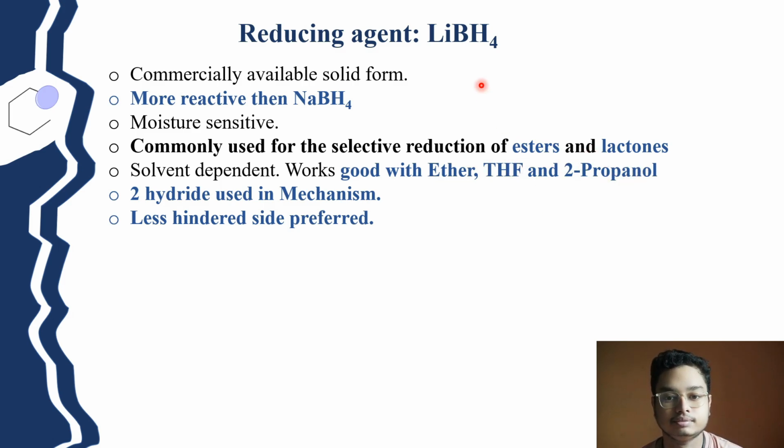LiBH4 can reduce carbonyl compounds, and it is commonly used to selectively reduce esters and lactones, whereas NaBH4 is restricted to ketone compounds only. Also, LiBH4 is a very solvent-dependent reducing agent, and it works well with ether, THF and 2-propanol. Here two hydrides are used in this mechanism, and hydride attack takes place at the less hindered side.